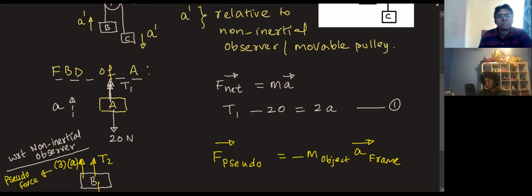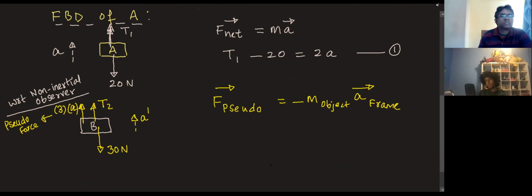Now we know that with respect to this non-inertial observer, there is this acceleration A prime in the upward direction. Are you okay here? So now if I use Newton's second law, the two forces in the upward direction are 3A plus T2, and the downward force is 30 newtons. That is equal to mass into acceleration, so 3 into A prime.